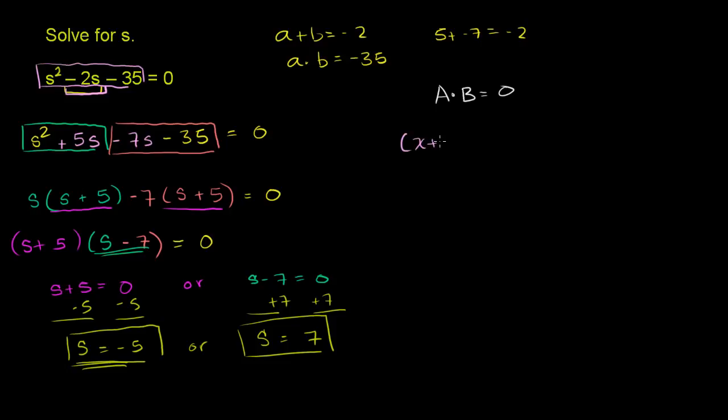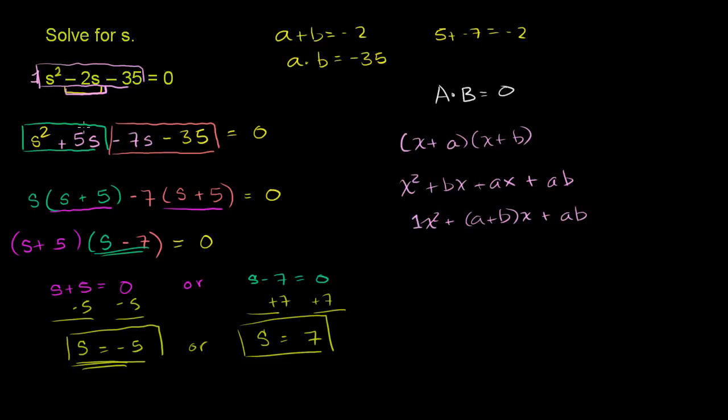If I just have x plus a times x plus b, what does that equal? x times x is x squared. x times b is bx. a times x is plus ax. a times b is plus ab. So you get x squared plus, these two can be added, a plus b times x, plus ab. And that's the pattern that we have right here. We have 1 as a leading coefficient here, and 1 as a leading coefficient here.